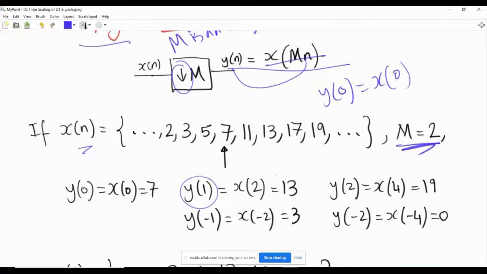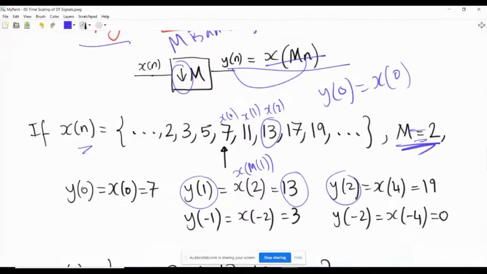According to this rule, it is x of m times 1. And m in our case here is 2, so this will be x of 2. So this is x of 1, this will be x of 2. So it is 13.